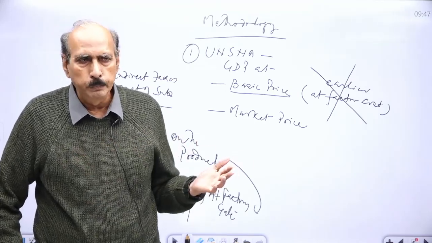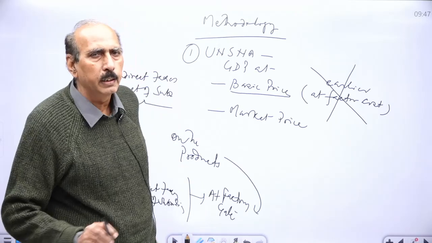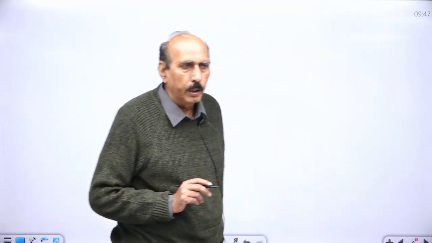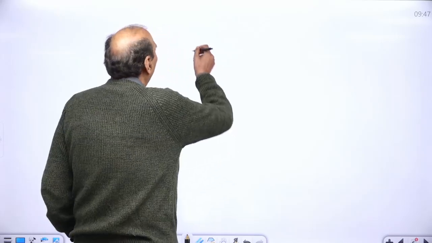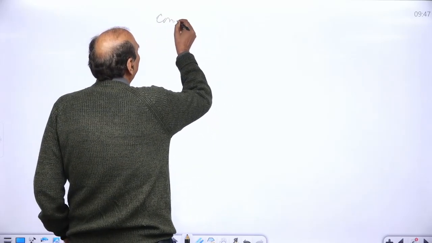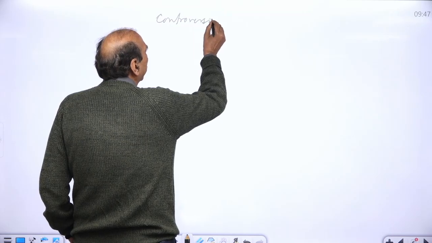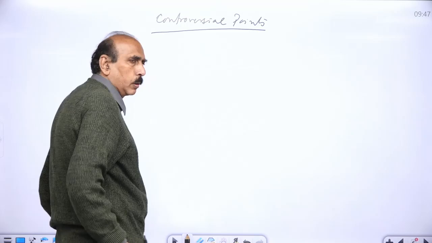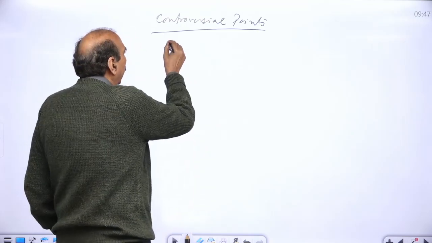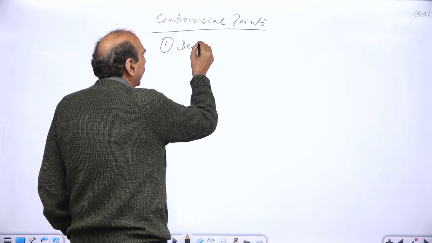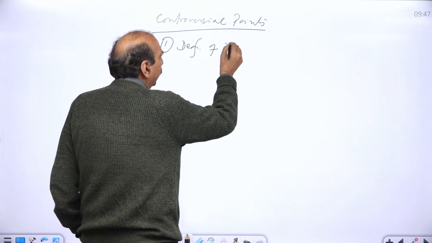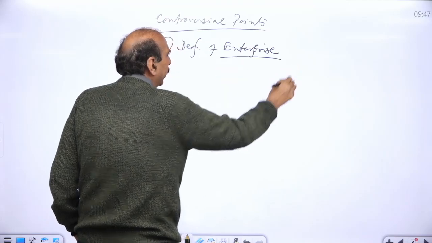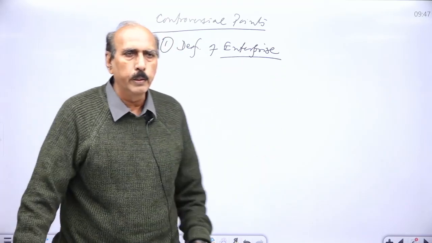ये clear है सबको? The controversial things I have kept in the last. What are the controversial things the government has done? अब मैं वो point ले रहा हूँ जो controversial है. अब तक कोई controversy नहीं है. Controversial points which were introduced in the new methodology. One is the definition of enterprise. Definition of enterprise has been changed.